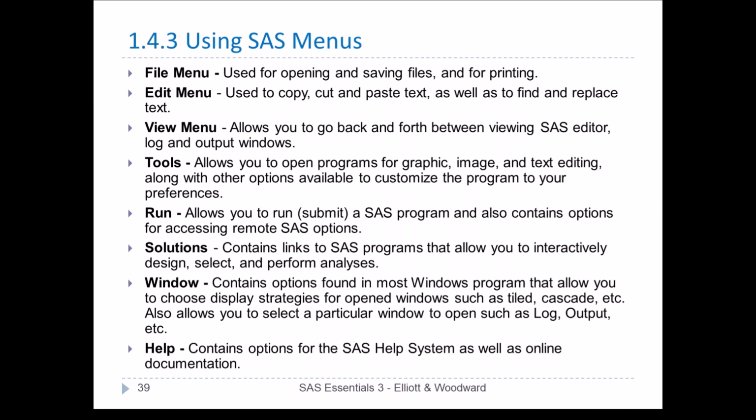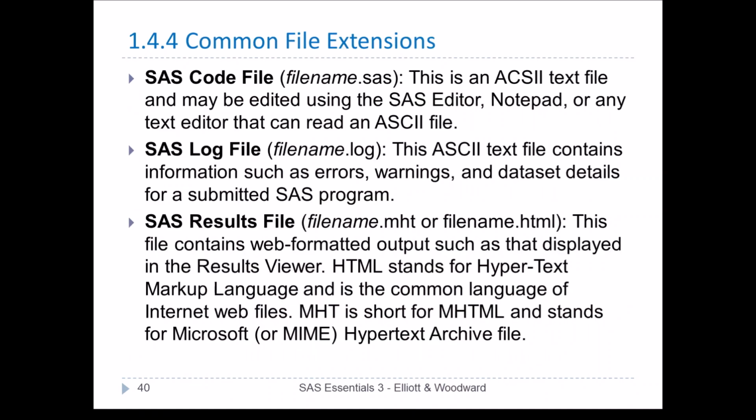And speaking of menus, I'm not going to go through this in very much detail because these are very similar to many other programs. The file menu is what you use for opening or saving files. Edit has things like a word processor: copy, cut, paste, things like that. You can do a replace text. The view menu allows you to go back and forth between windows. Tools, as we've seen, has a number of tools like the keys window. Run allows you to submit a program, and so forth, down to a help menu.